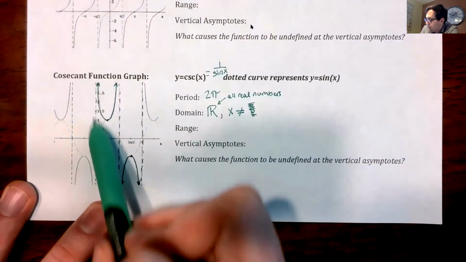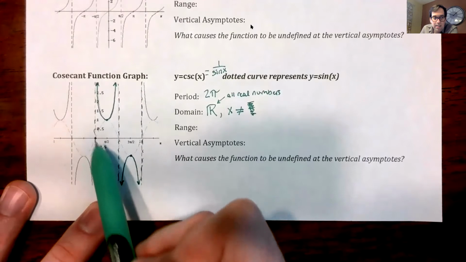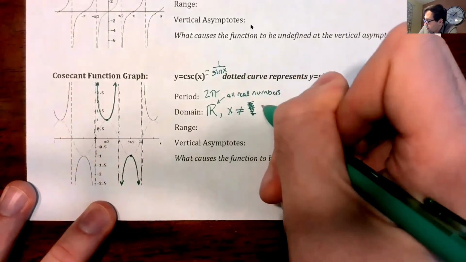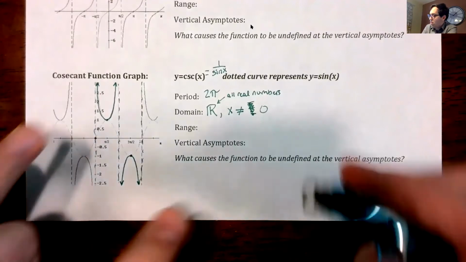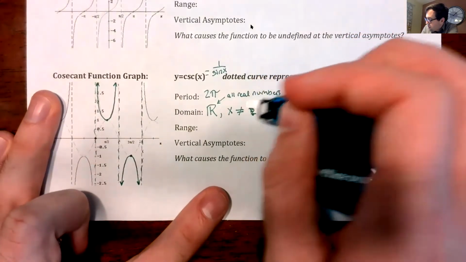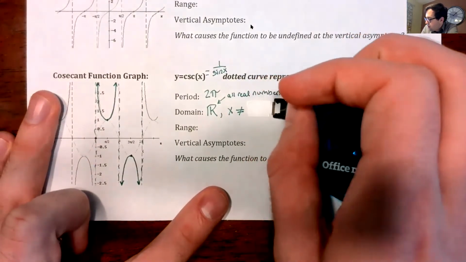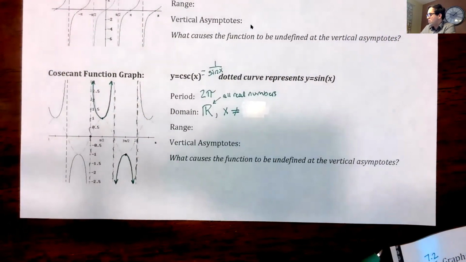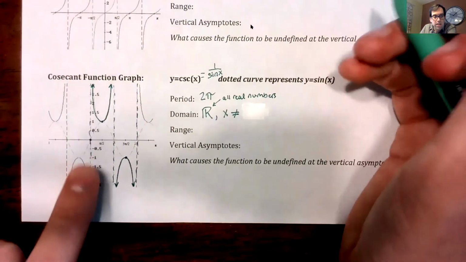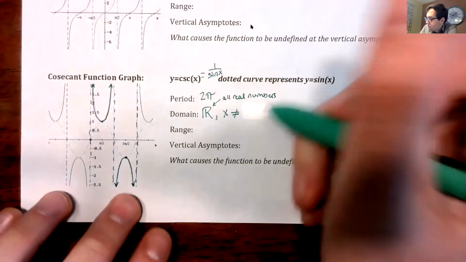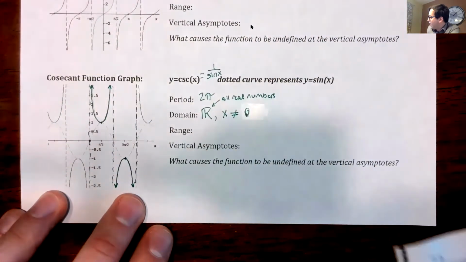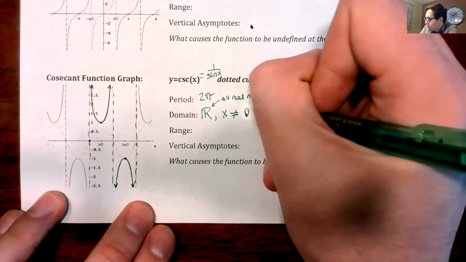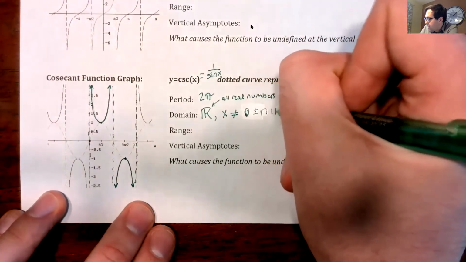X cannot equal, and there's an asymptote right at 0, right? So I'm going to put 0. In fact, let me get my white out here so this looks nicer. Okay, so it's 0 is where one of the asymptotes is. Okay, and we're going to write plus or minus n pi.